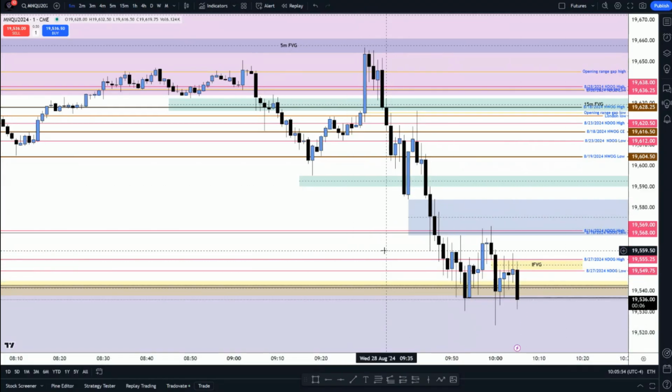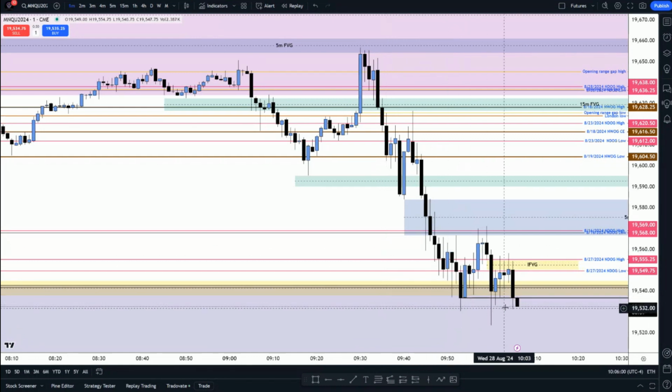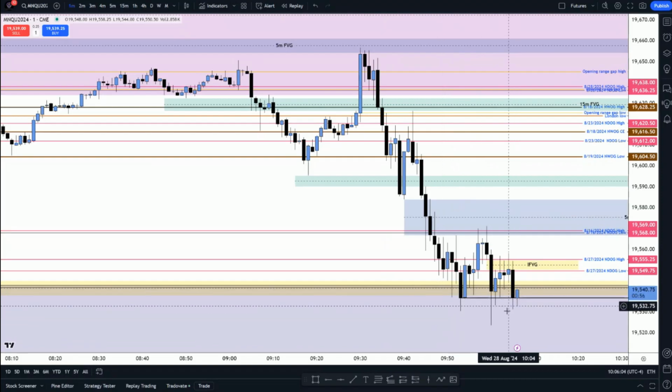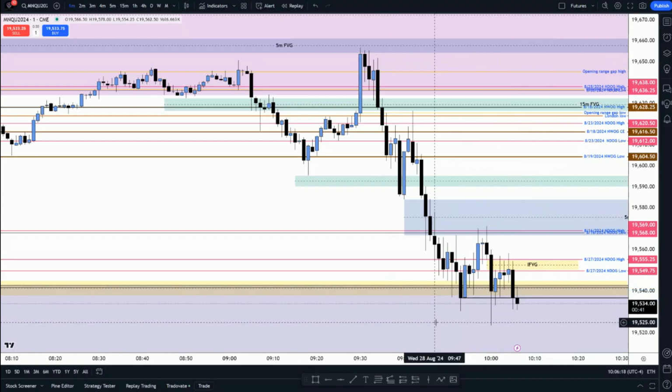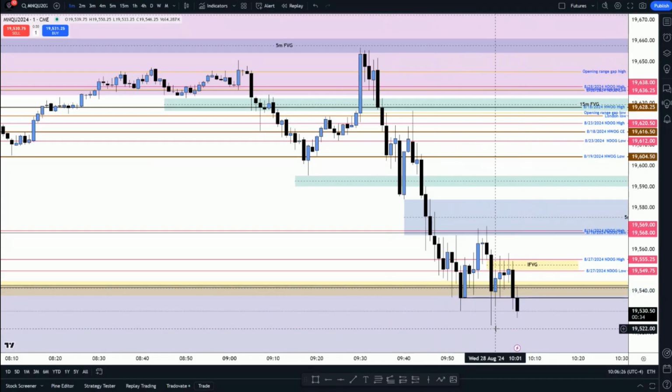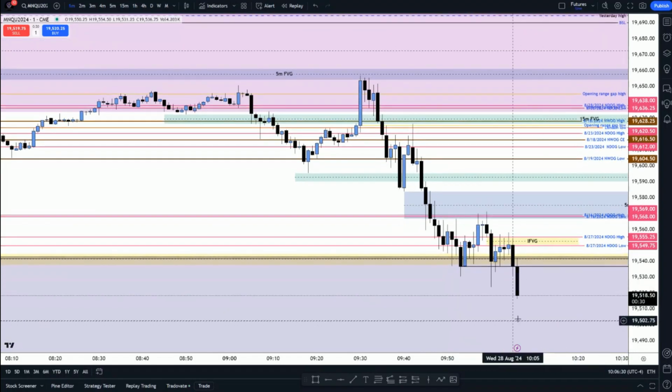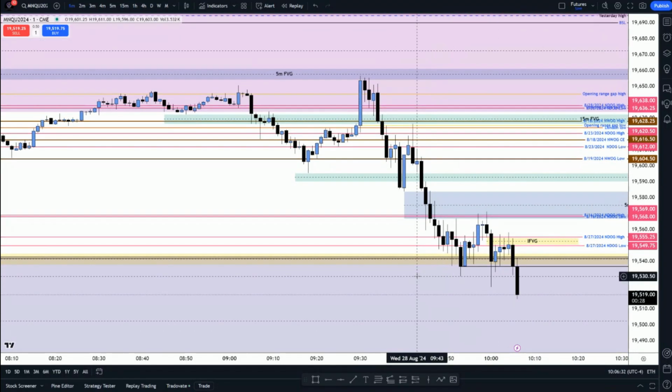Let's see if wicks are going to do more damage or if it's actually the body's going to close. Ooh, the body closed right there. Same level. But look, the wicks are doing all the damage. I don't want to see it take this wick, this low of this wick. Oh, it took it. It's going to keep running down.